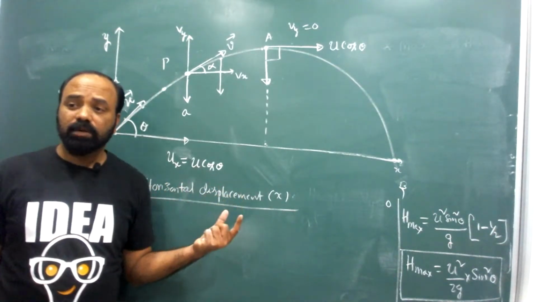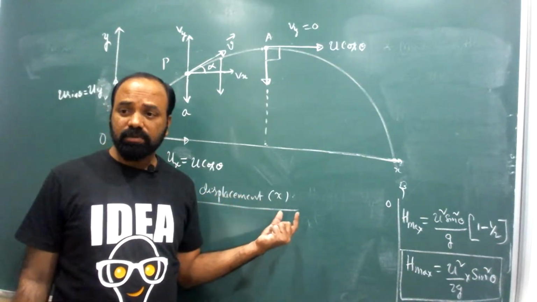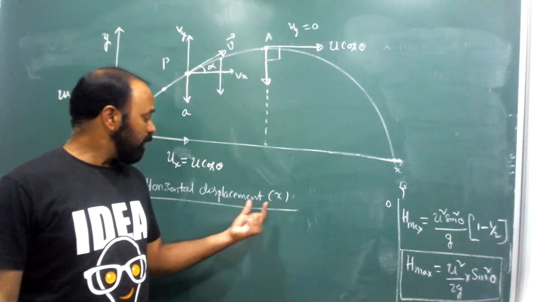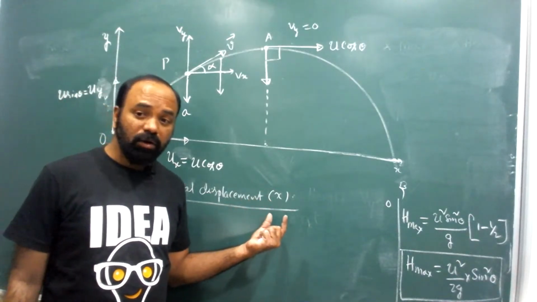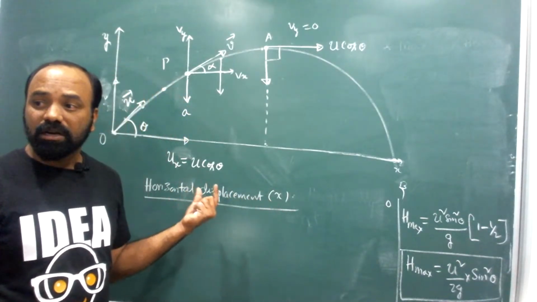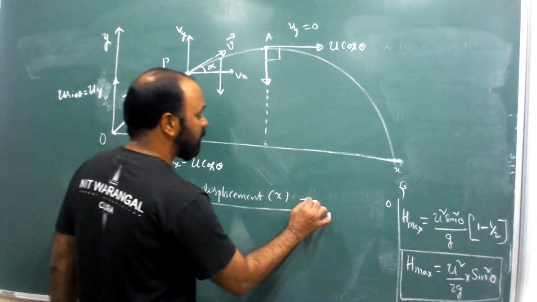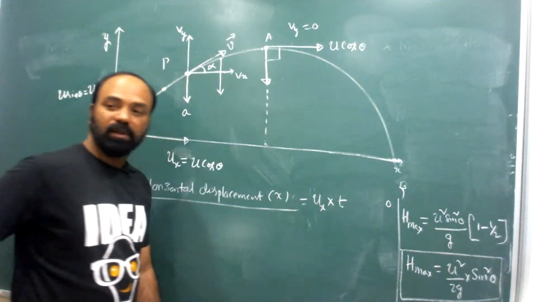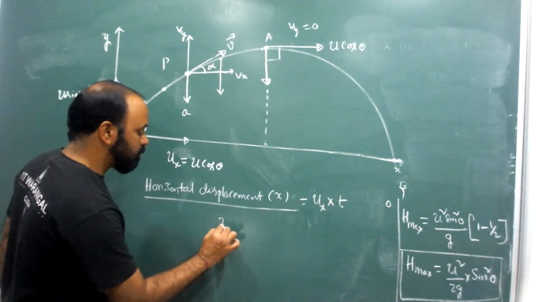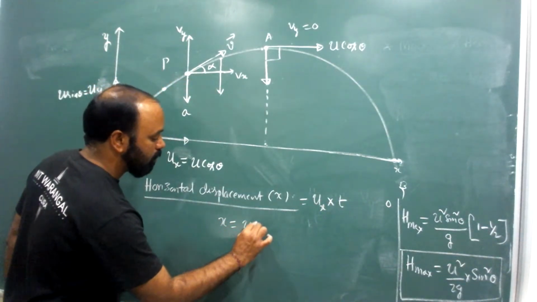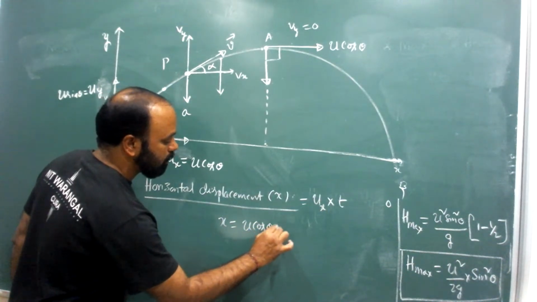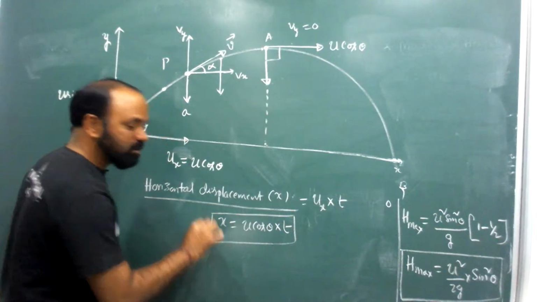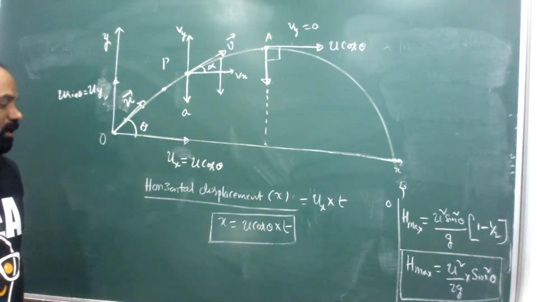Velocity formula: displacement by time. So we want a displacement, so displacement is equal to velocity into time. In which direction do we want it? Along the horizontal direction. Horizontal displacement means we write horizontal velocity into time t. So horizontal displacement x is equal to u cos theta into t. This is the formula if they ask horizontal displacement.